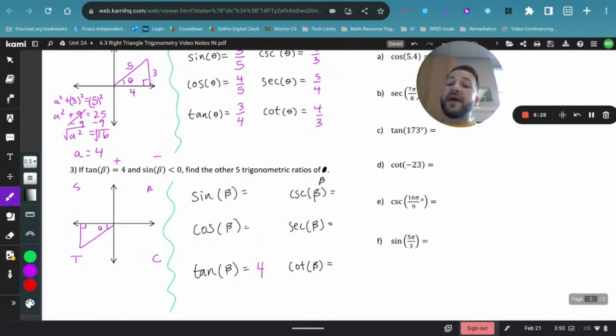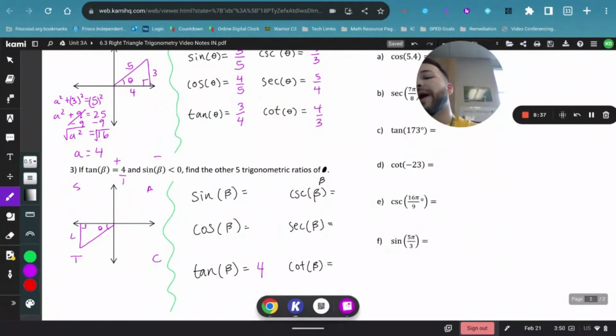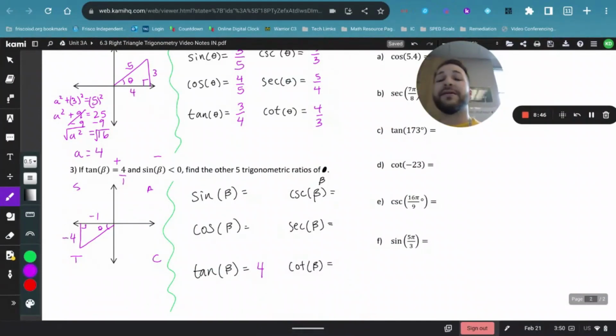Then from there, if tan of beta is equal to 4, 4 is the same as 4 over 1, so that means my opposite side is 4, and my adjacent side is 1. But because I'm in quadrant 3, I actually need to note that both of these are negative, because negative 4 over negative 1 would still equal 4, but it accounts for our triangle being in quadrant 3. So now the only thing I still need to do with my triangle is solve for that one side I don't know, so I can use the Pythagorean theorem.